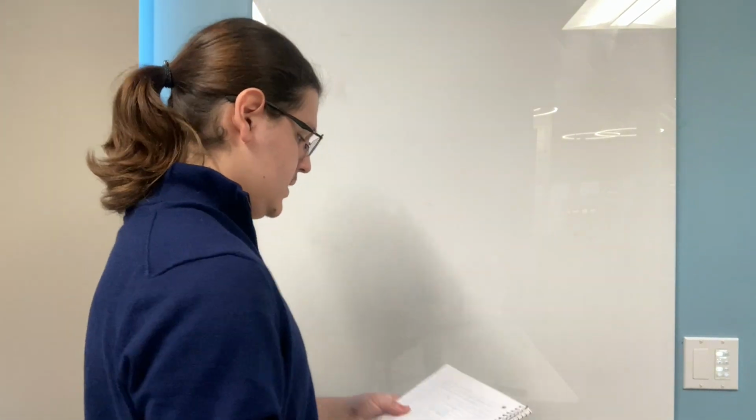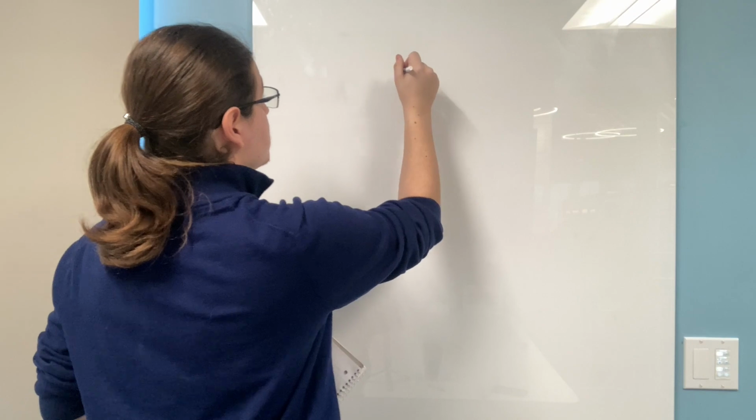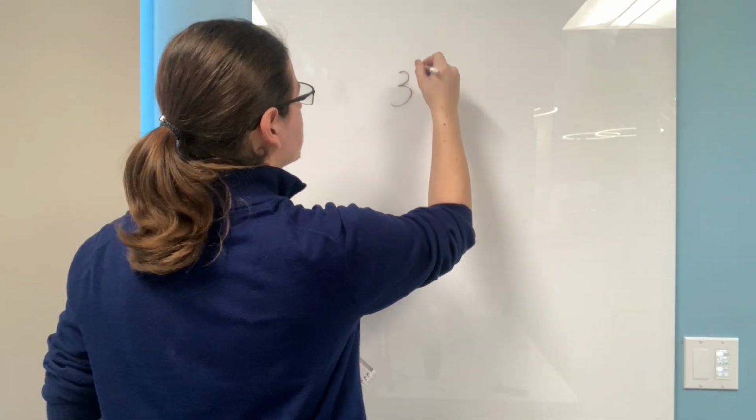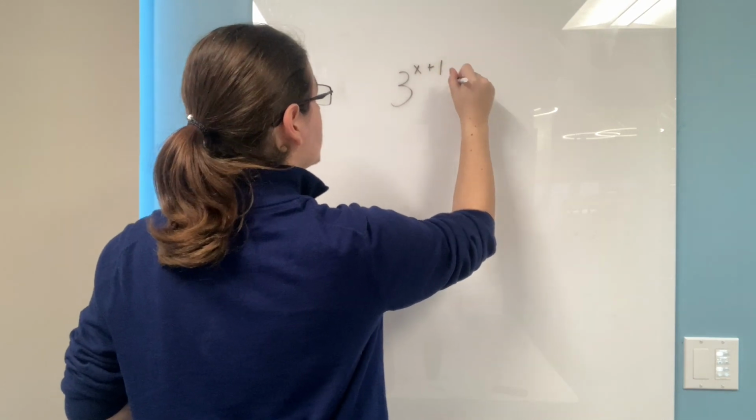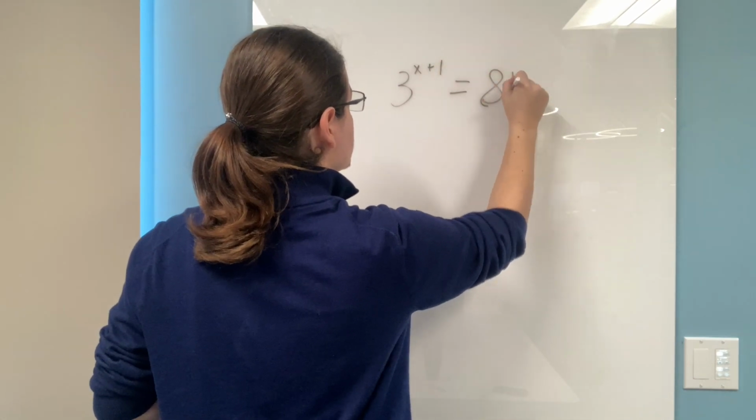Let's use what we learned about exponential rules and logarithms to solve some exponential equations. So here our first equation is going to be 3 to the x plus 1 equal to 81.